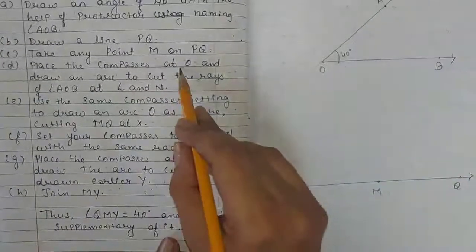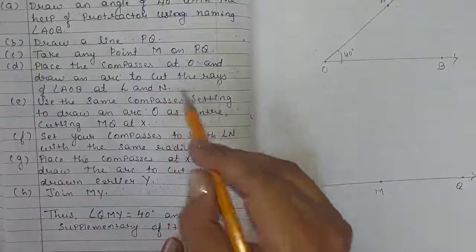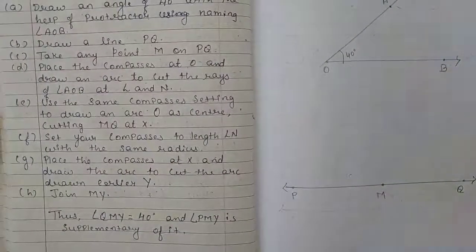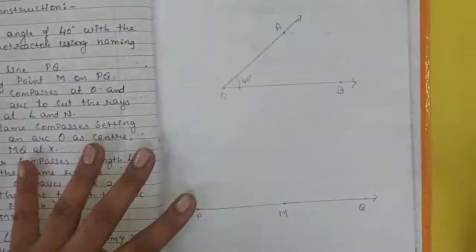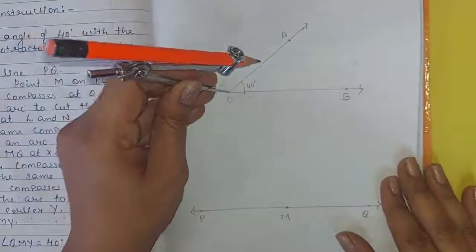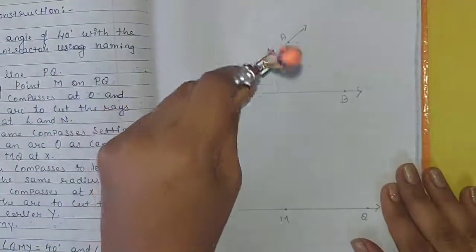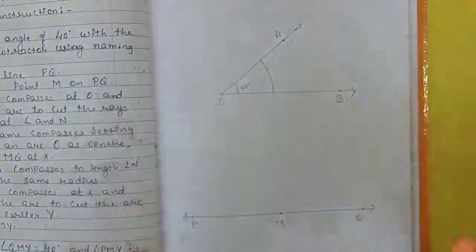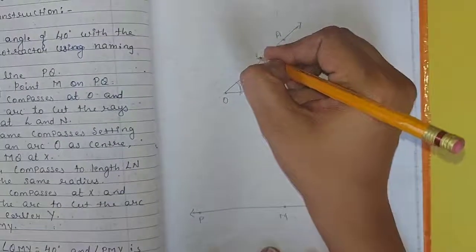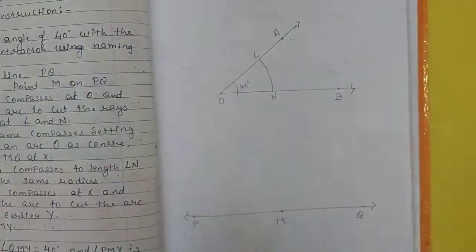Take the compasses at O and draw an arc to cut the rays of angle AOB at L and N. So in the angle which we have drawn with the protractor, we place the compasses at O and draw an arc that cuts angle AOB. Here we have drawn an arc which cuts angle AOB, and let us label these as L and N. Now let us see the next step.